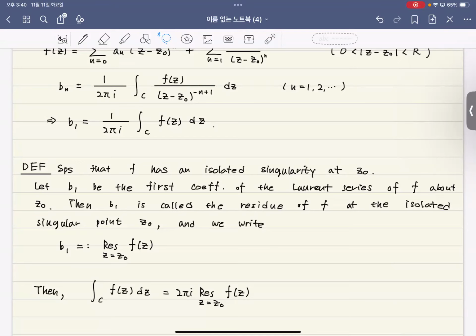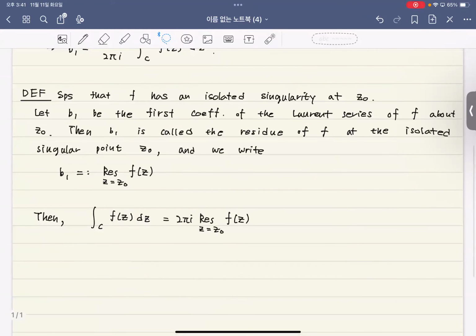And you know what? When your curve is enclosing a simply connected area and your function is already analytic on this area, then you're pretty sure that the integral about this curve should be 0, right? So in this sense, this last statement is also true when you don't have any singularity inside the curve, inside the region bounded by the curve. Okay.